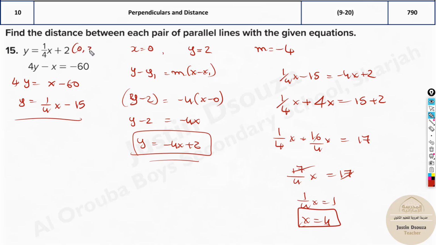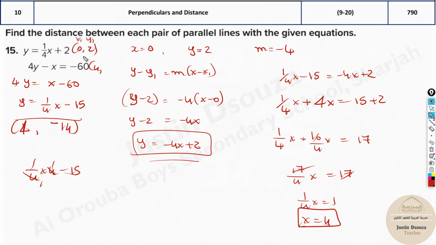See, over here it is 0, 2, right? Here it is 4, what is the y value? You substitute the y over here. Sorry, this is the equation, right? X is 4. We found out to be 4. What will be the y value? If x is 4 here, 1/4 into 4 minus 15 cancels. 1 minus 4, it will be negative 14. So y value is negative 14.